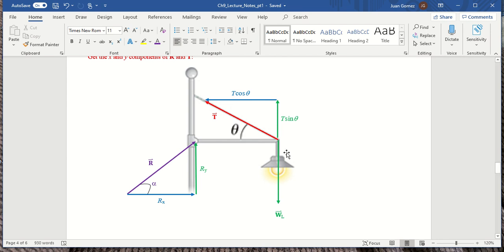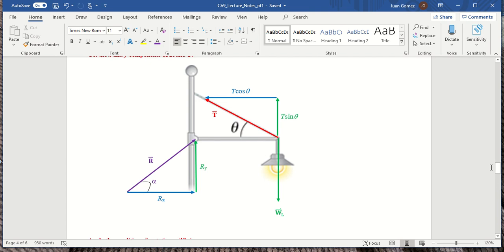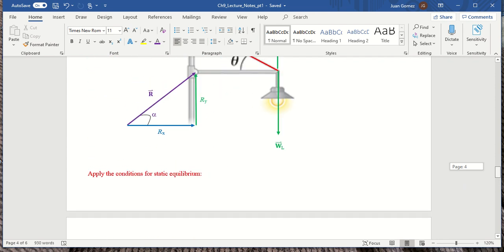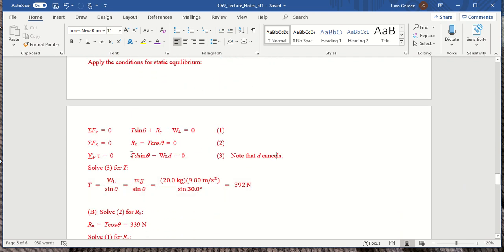So let's look at the positive torque due to the tension, because the tension would produce a counterclockwise rotation. Well, what is torque? In general, it's rF sine theta. It's force times lever arm times sine of the angle between them. So let's look at the torque due to the tension force. Well, the force is T.